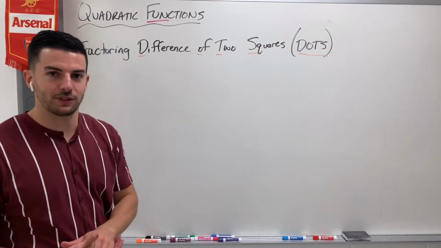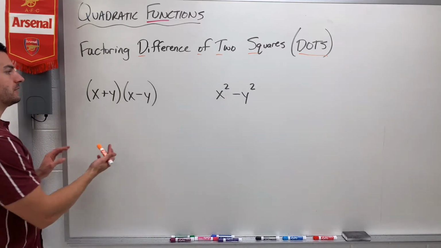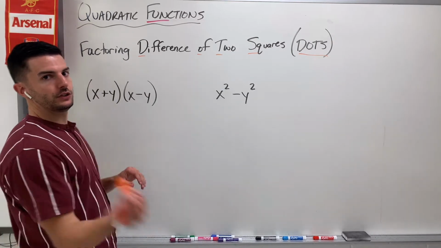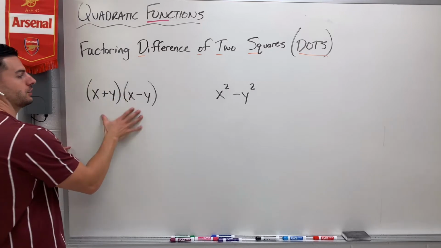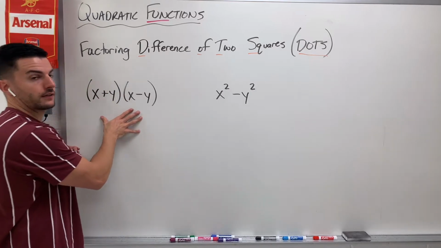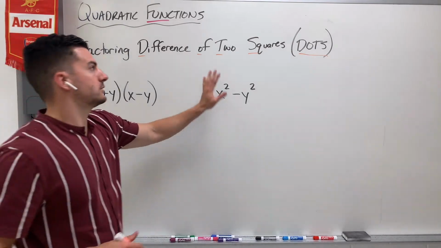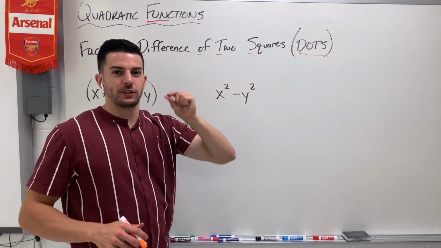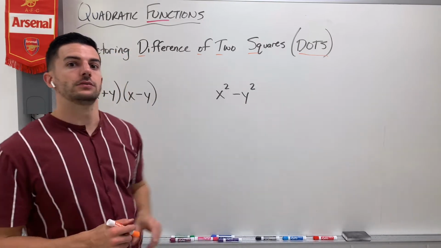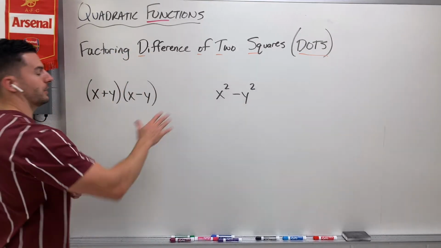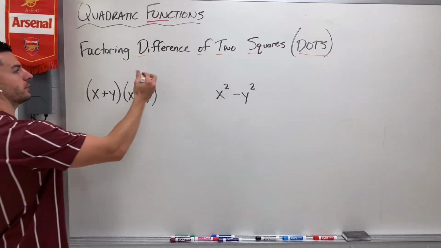So let me write some problems up there. I forgot to do that. All right, so I got my example up here. And just like I did with the GCF video, I'm going to show you it's the reversal of another process, and that would be this right here. So DOTS, difference of two squares, is a very particular type of polynomial. I'm going to talk about that in a little bit, but let's just review this first, okay?